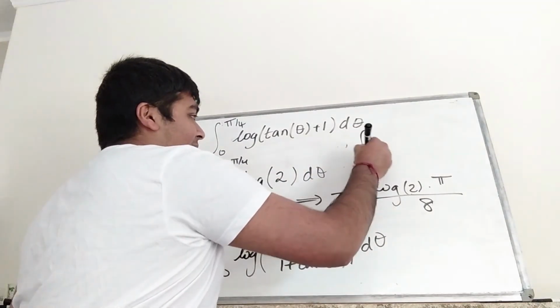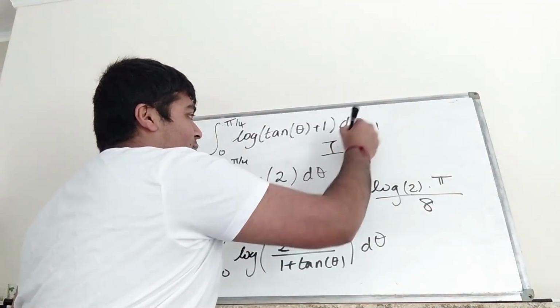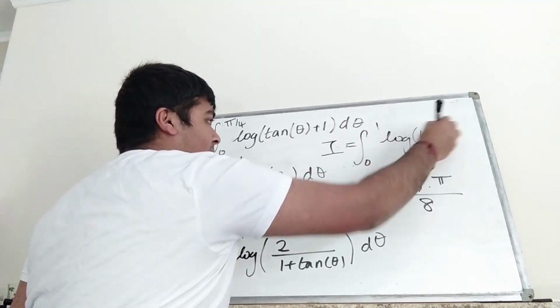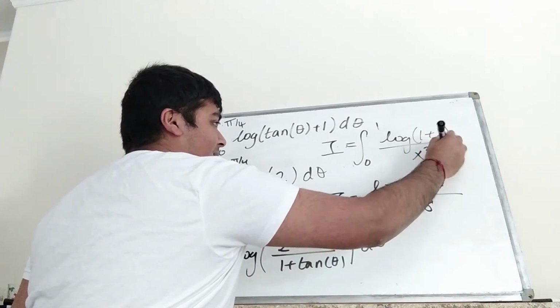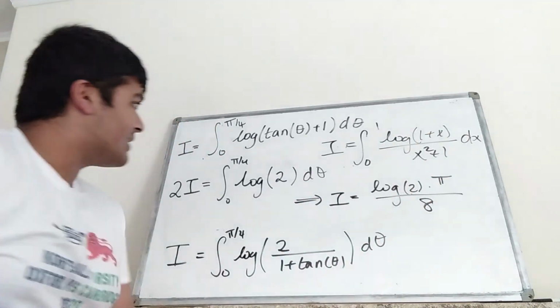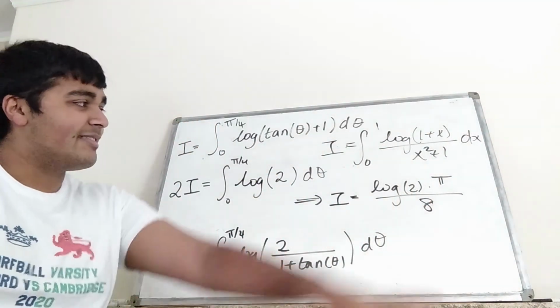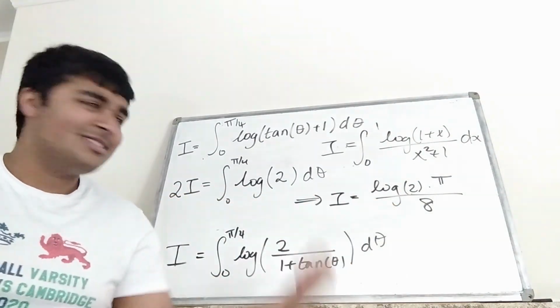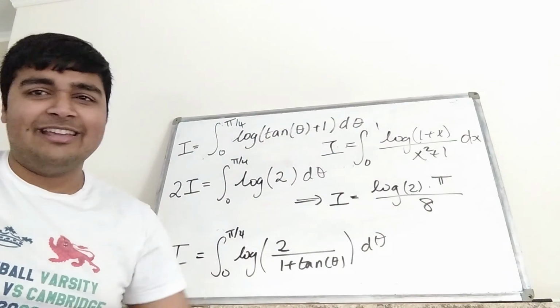Okay, so I think this is quite a neat solution. We had our original integral being this thing here, the integral from 0 to 1 of log of 1 plus x divided by x squared plus 1 dx. And using a few tricks, some u substitutions and things like that, we've got it into this quite nice form here involving logarithms, pi, and the number 8.